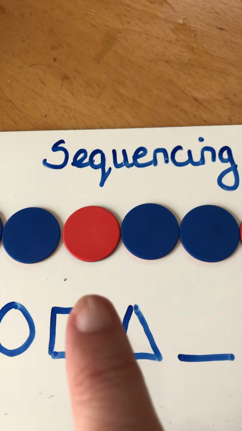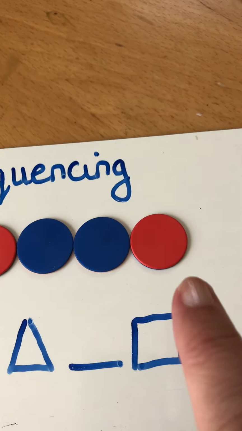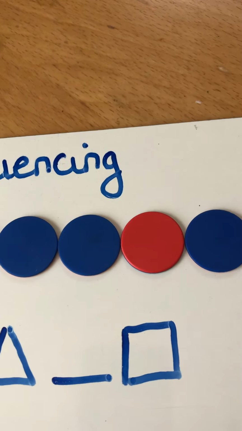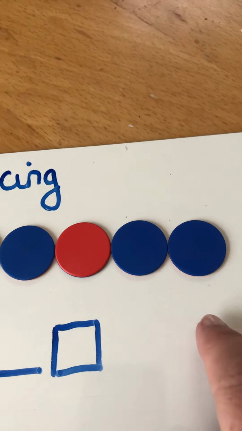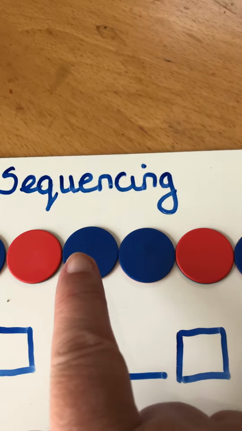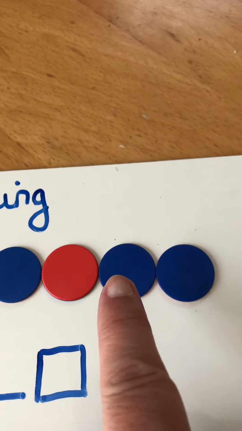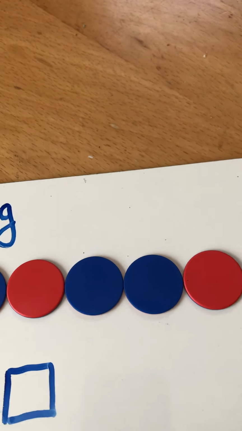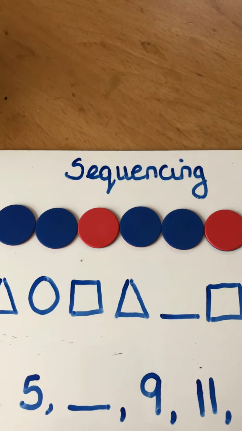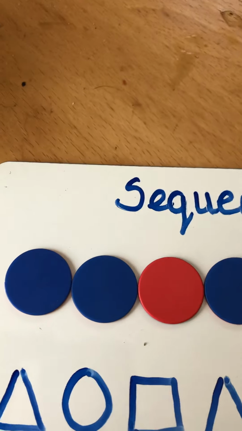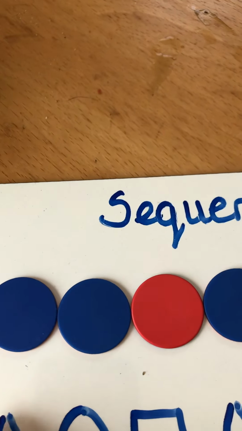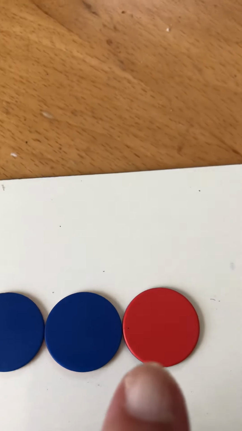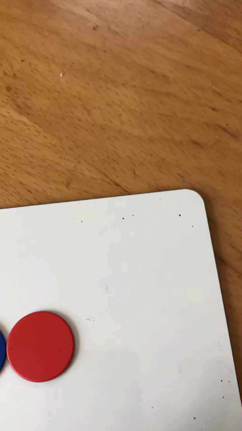Two blue, a red, two blue, a red. That's right, another two blue. So we've got two blue, red, two blue, red, two blue, red. And the sequence would carry on like that. So we would have blue, blue, red, blue, blue, red, blue, blue, red, blue, blue, red.